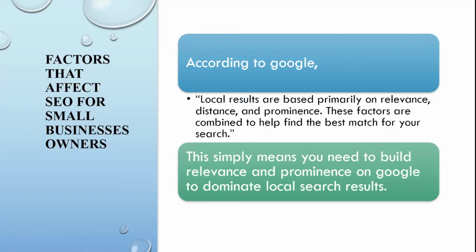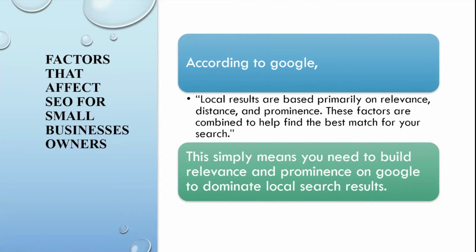Now, what are the factors that affect SEO for small business owners? Google is the biggest and best search engine that we have. Even they have stated that whenever people do any search, it's based on relevance, distance, and prominence. These are the three factors that help to find the best match for your search.